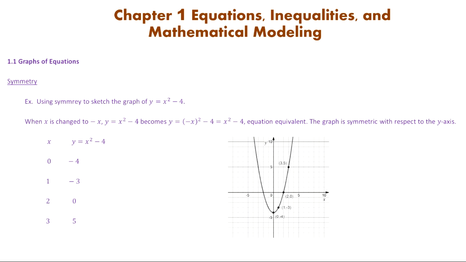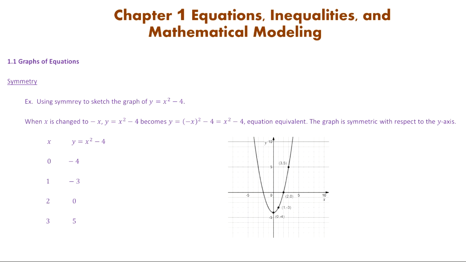If we change x to negative x, we get y equals negative x squared minus 4. But negative x squared is just x squared. So that's just x squared minus 4, and that's the same as the right side of the original equation. So the graph does have symmetry with respect to the y-axis.